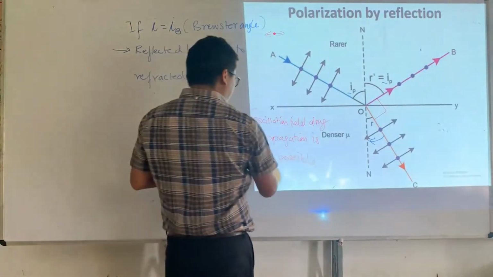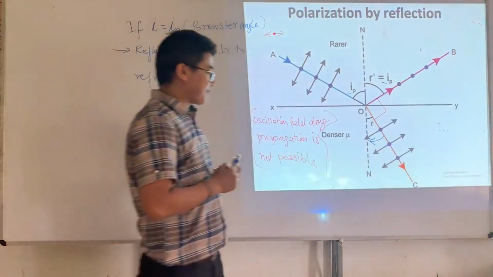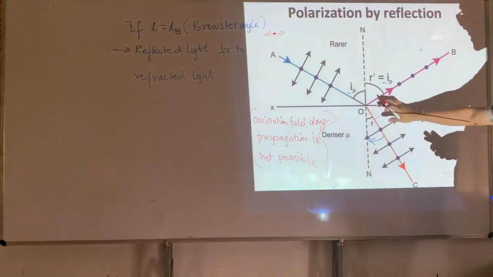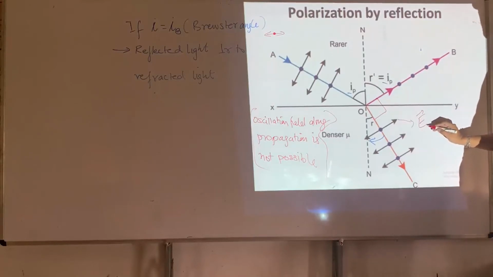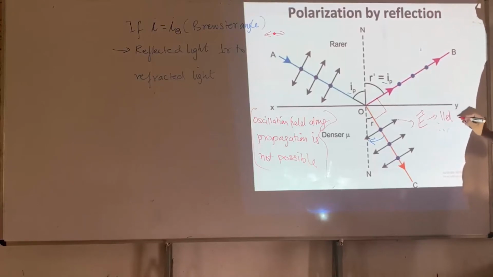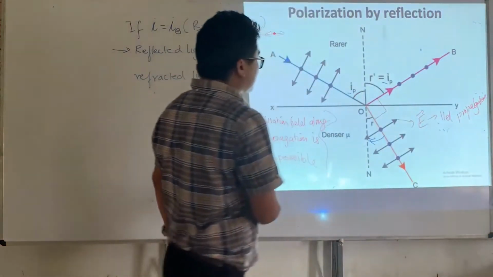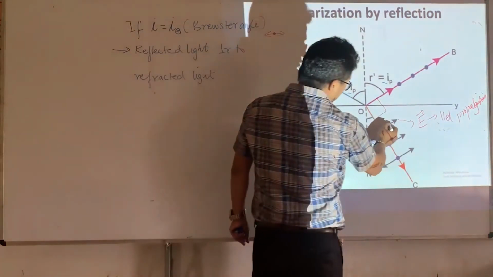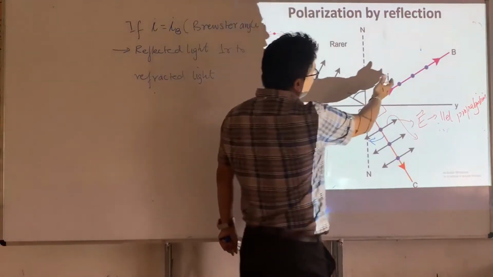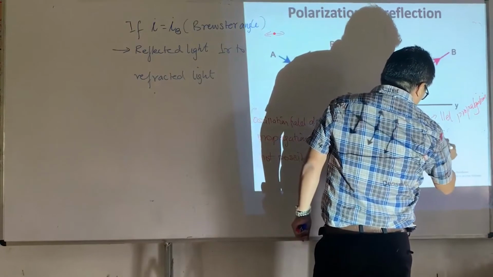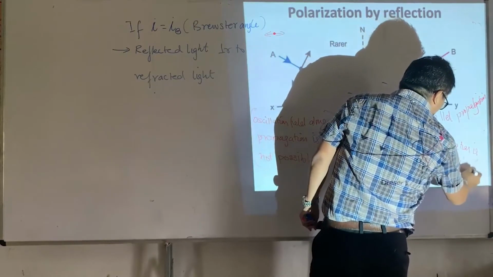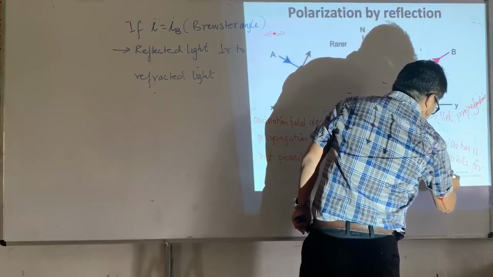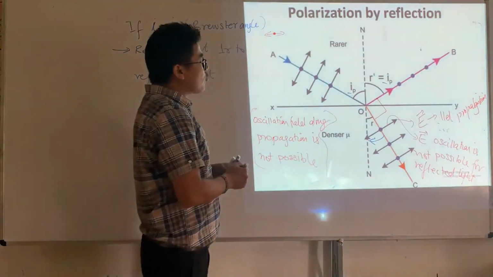This is a simple concept. So, because of which, this light undergoes reflection. Since this is 90 degrees, this electric field oscillation is parallel to the propagation. If this electric field oscillation is parallel to the propagation, that means this electric field oscillation is not possible in the case of reflected light.